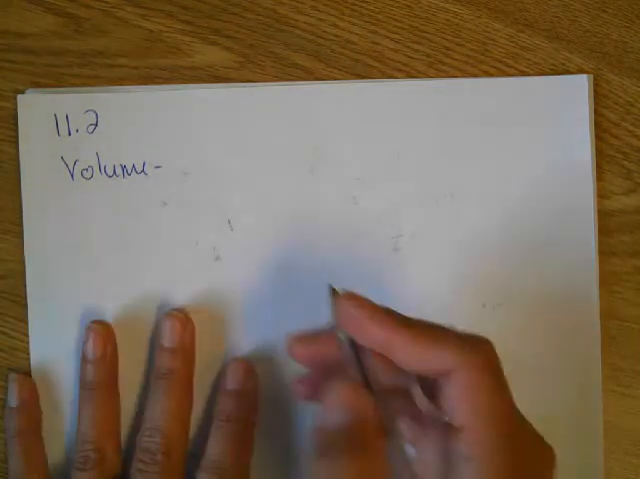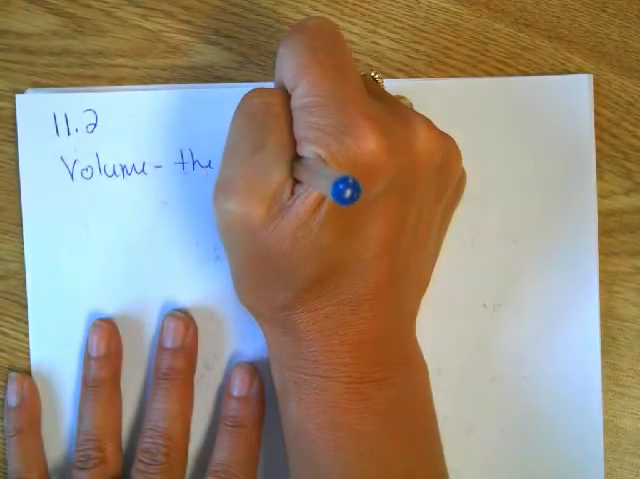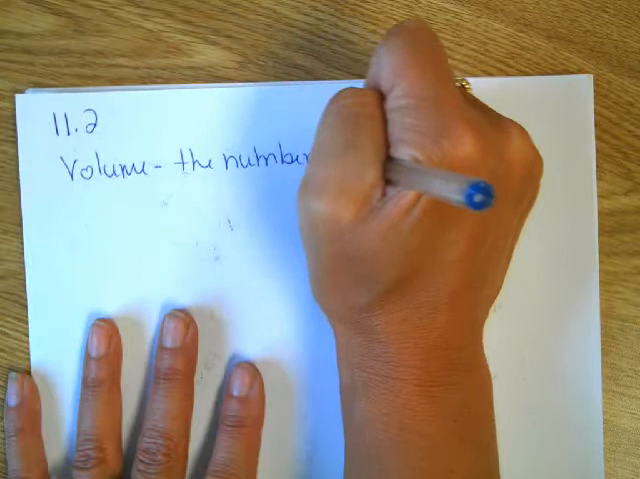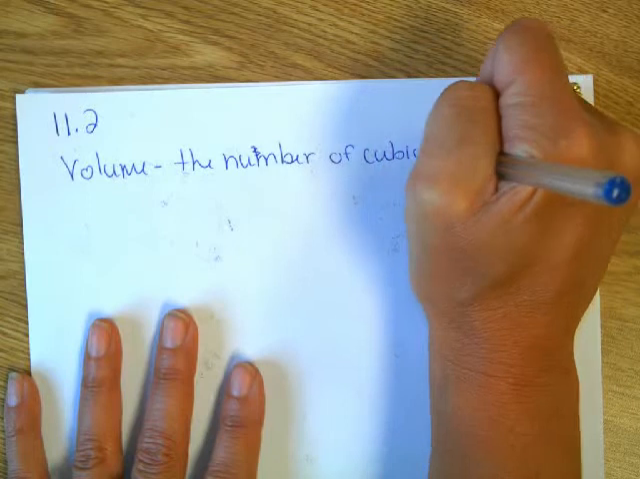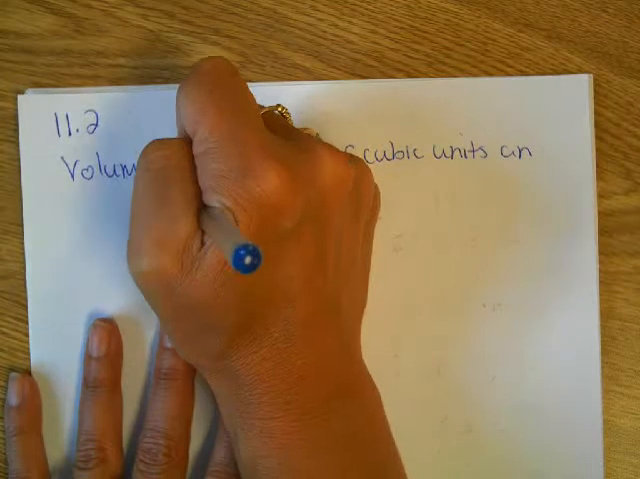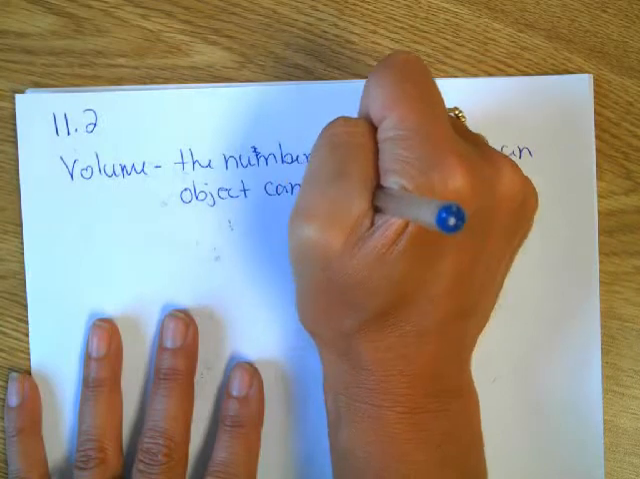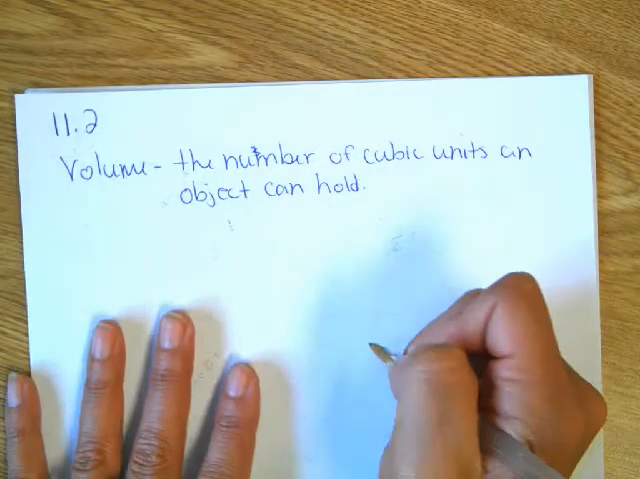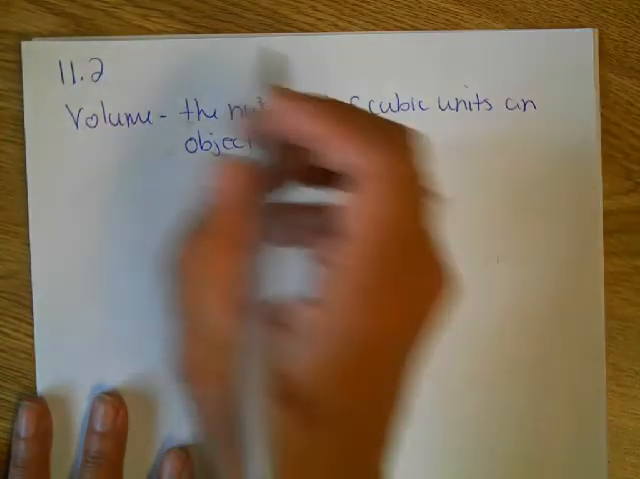The amount of material you can put inside of something, like a pop can or a room, if you filled it up, or a box. So volume is defined as the number of cubic units an object can hold. So we will start with the volume of a prism.